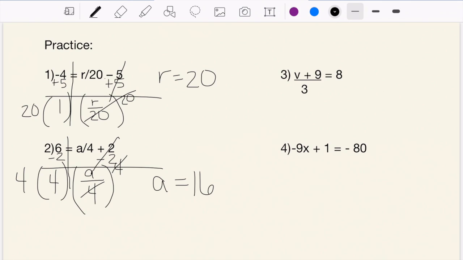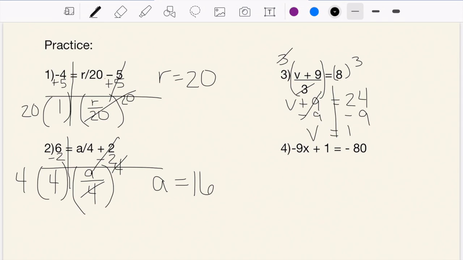All right, and number 3, remember this is like the number 3 in the examples that we did earlier. In order to get that v by itself, we have to get rid of that 3 first. That 3 is almost blocking our way to that 9. So since we're dividing by 3, we're going to multiply by 3 on both sides. So that'll cancel that 3 on this side. We're left with v plus 9 equals, and then 8 times 3 will give us 24. And now we can go ahead and continue to work to get that v by itself by subtracting 9 from both sides, which will leave us with v over here equals 15.